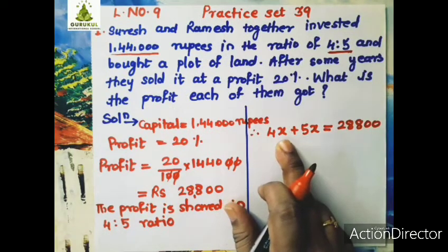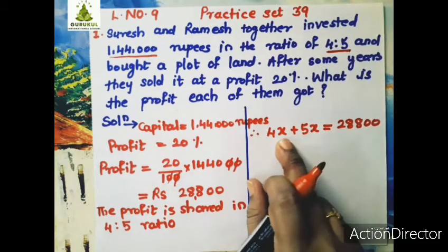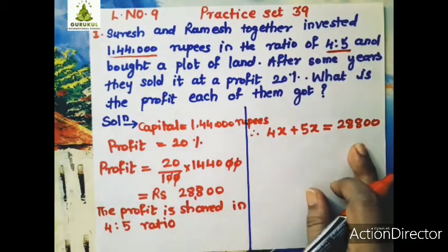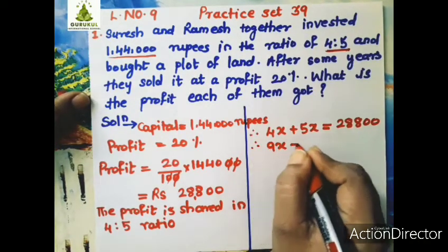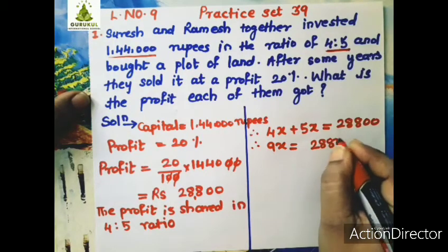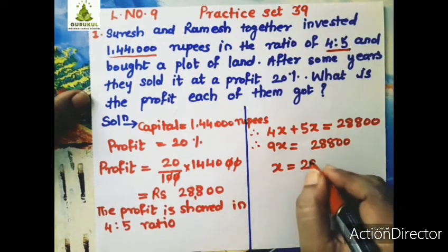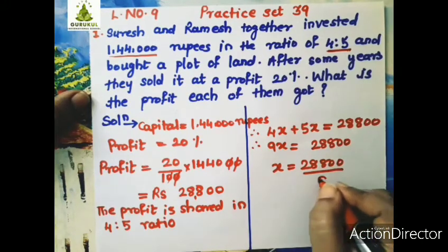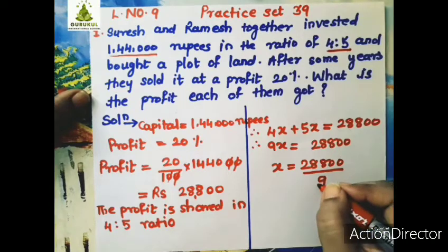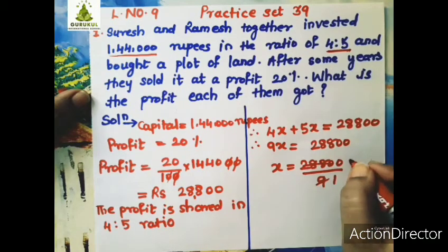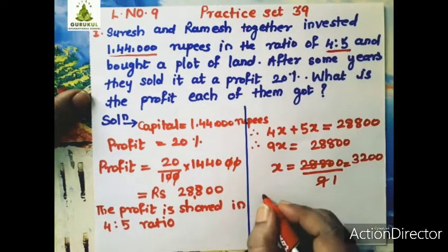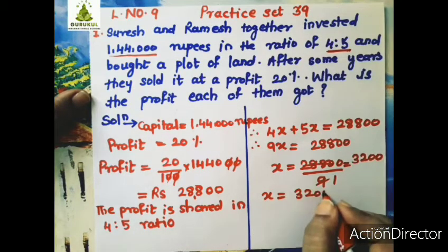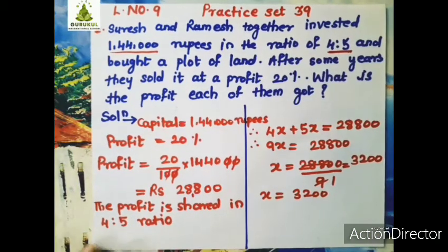You don't know what number it is, but that should be the amount. 4x plus 5x is equal to profit 28,800. Now find out the value of x. Therefore 9x is equal to 28,800. x is equal to 28,800 divided by 9. Do the calculation and you will find the number which we get: 9 3s are 27, 9 2s are 18. So it is 3,200. Correct? x is equal to 3,200.